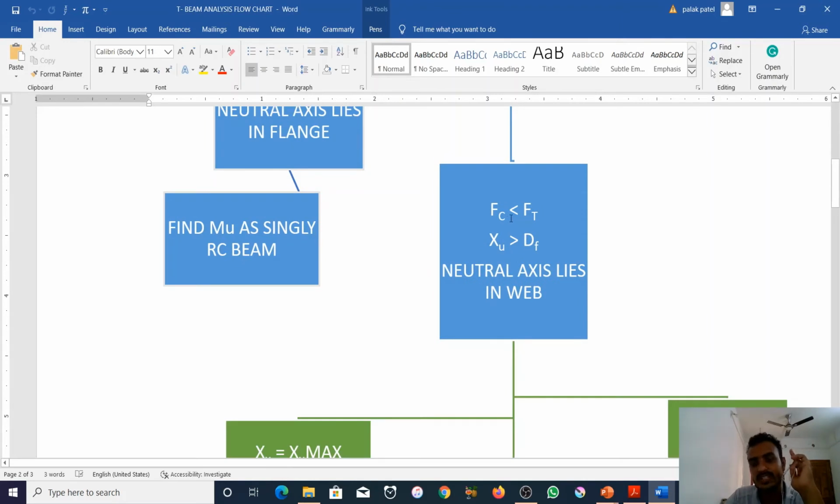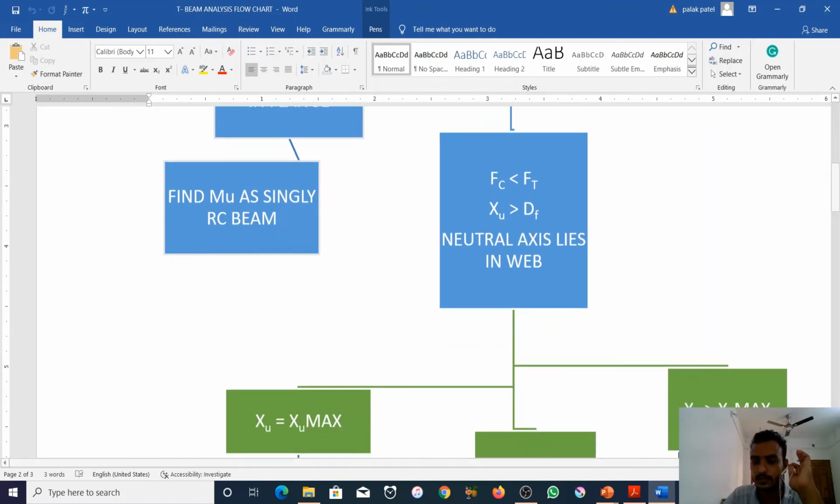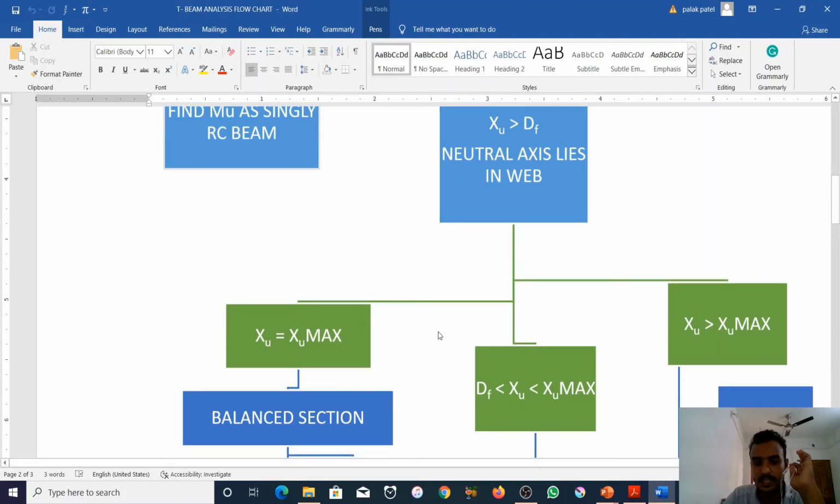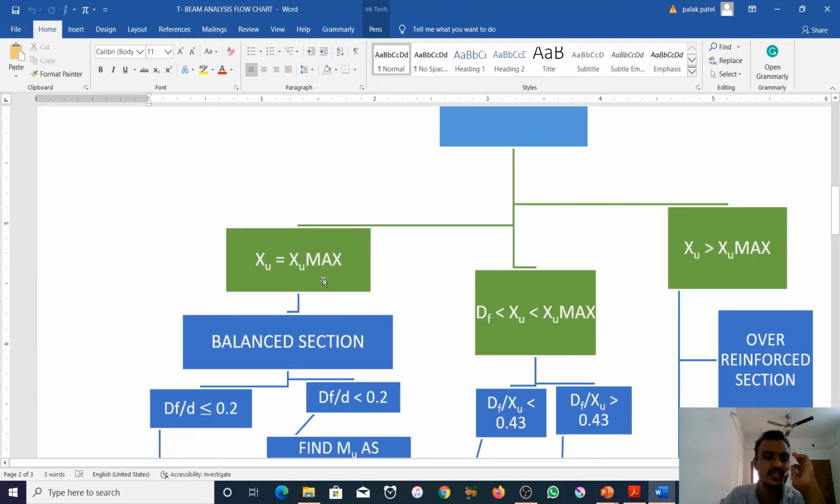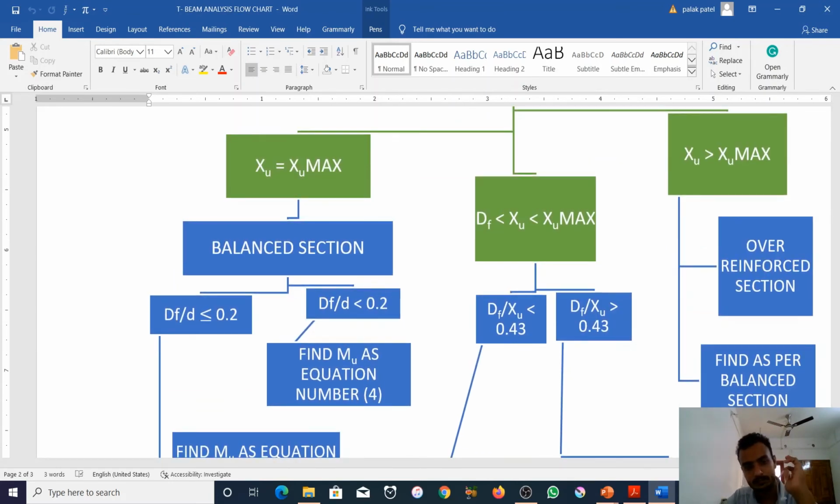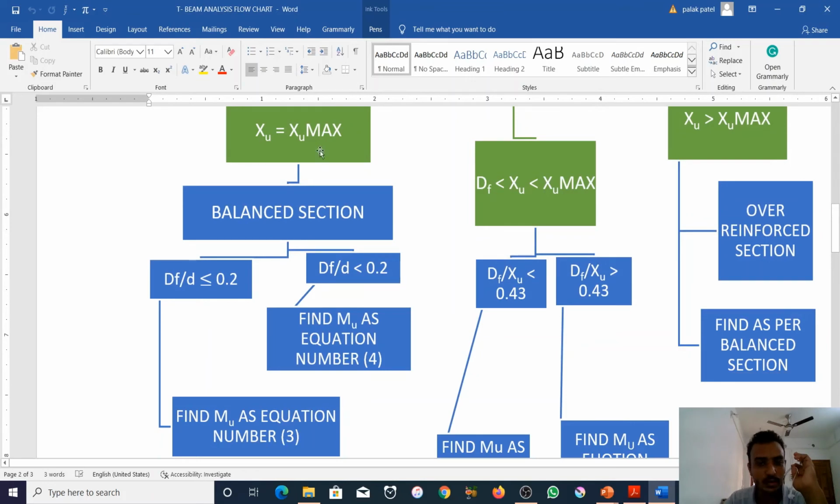If compression force is lesser than tension force, if Fc less than Ft, at that condition the neutral axis lies in the web. So by this condition Xu is greater than Df. But by this, we have three more conditions here. Xu is equal to Xu max. At that condition, we have a balanced section. So for the balanced section, Xu is equal to Xu max. We have two more conditions here.